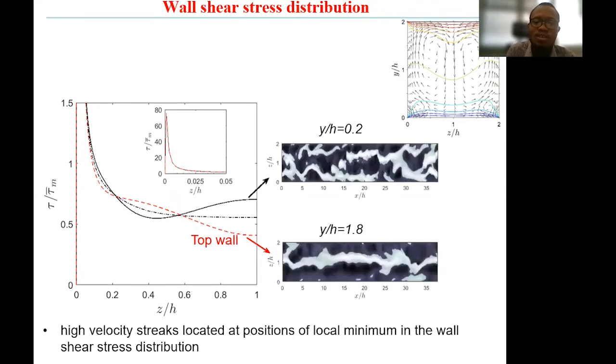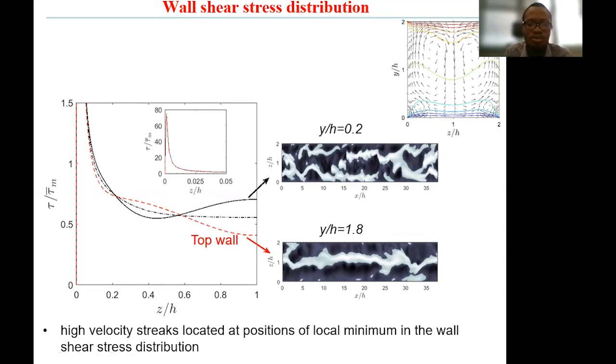And if we look at the coherent structures, the high-speed streaks, we can observe that the location of the high-speed streaks corresponds to the minimum location in the wall shear stress. So at the bottom wall, you have 2 high-speed streaks, and at the top wall, where you have just 1 local minimum, you have 1 high-speed streak, which is centralized in the duct.